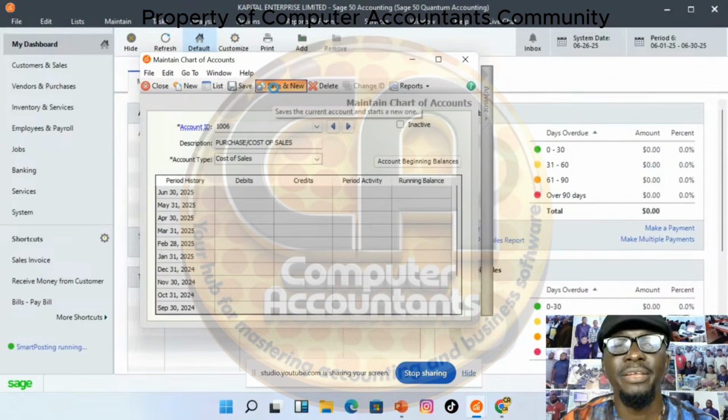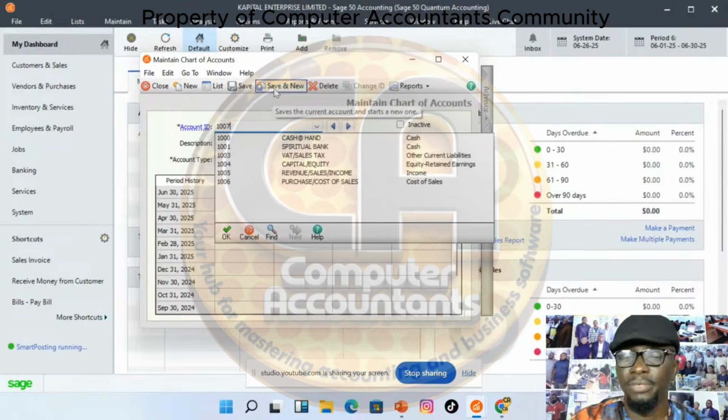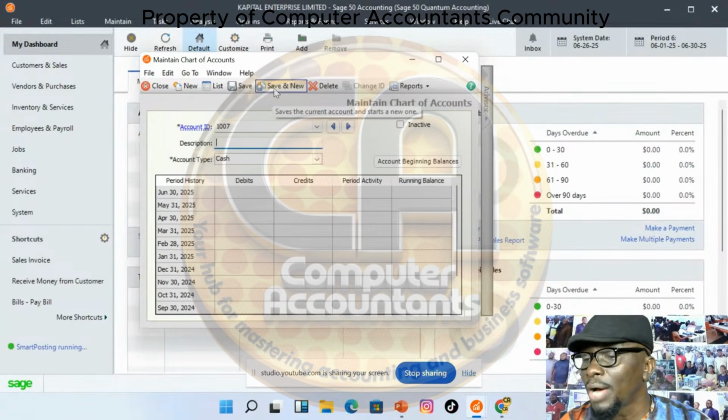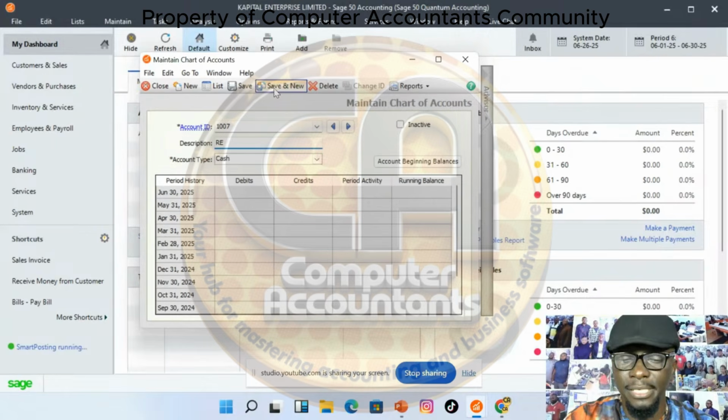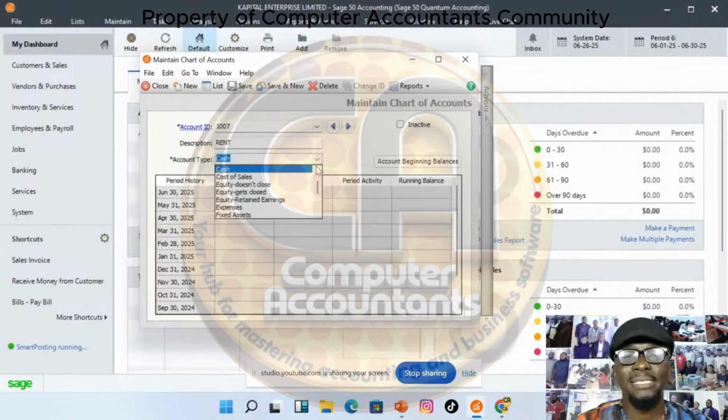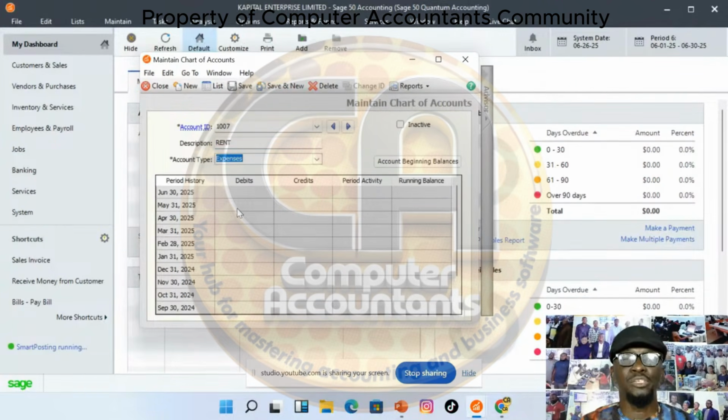Okay, save and new, 1007. So you have rent. Rent is paid, which is an administrative expense or managerial expense, as the case may be. Okay, so rent goes directly to the expense of the business.